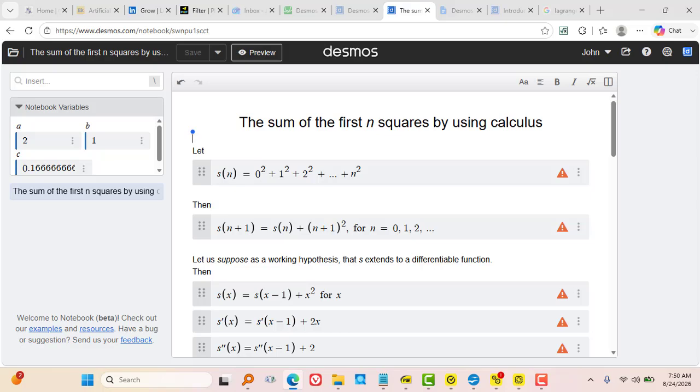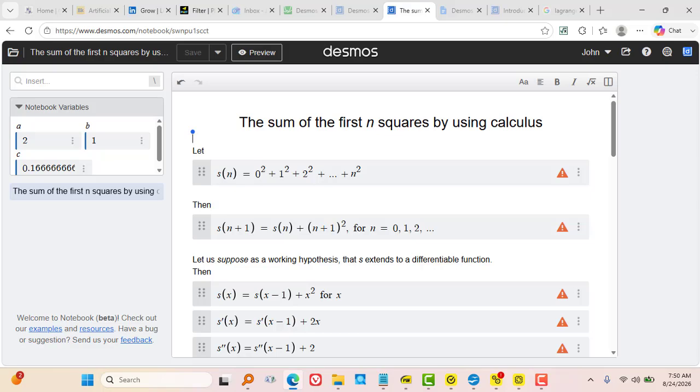So here is a video where I'm going to do a heuristic argument to derive the formula for the sum of the first n squares by using calculus. So we'll use this as a way to motivate the formula, and then at the end the verification will be a very simple induction. I like this method. I think it's very simple and clean.